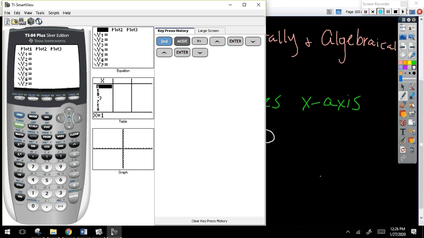2x squared. This little button beside alpha, that's your x button. So 2x squared minus 3x minus 2.